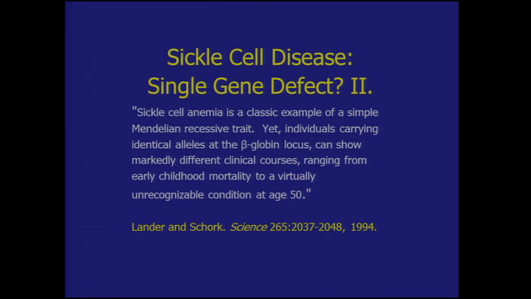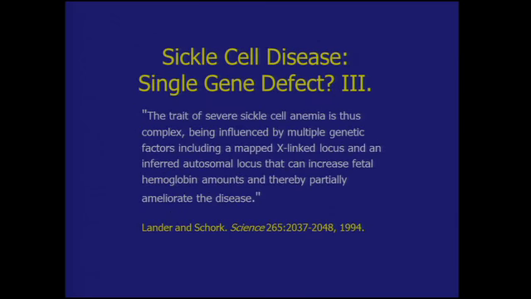Sickle cell anemia is a classic example of a simple Mendelian recessive trait where you need 2 copies of the gene to get the disease. It turns out that individuals carrying identical alleles at the beta globin locus can show markedly different clinical courses. And as it says in the next slide, genetic differences at other loci, one on the X chromosome and one on the autosomes at least, can increase fetal hemoglobin amounts, and that ameliorates the disease.